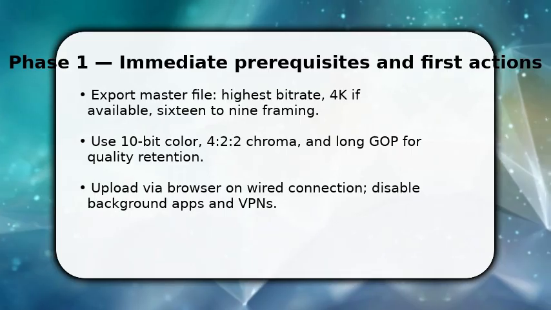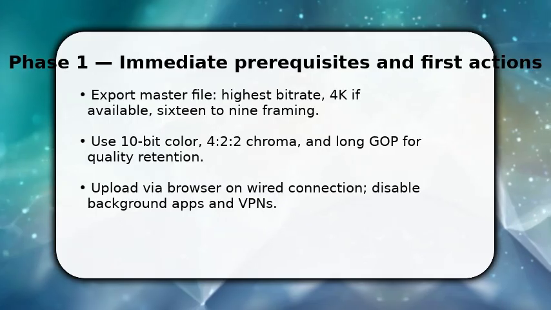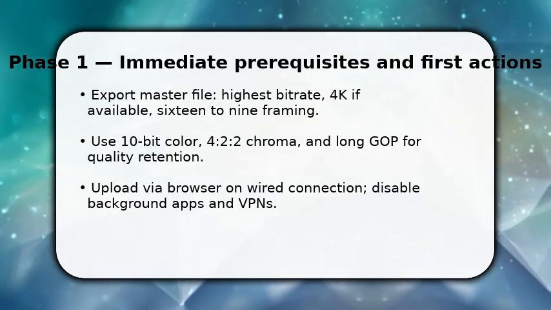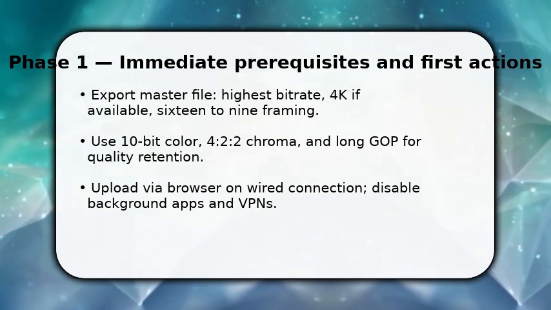You should upload the highest quality file your account supports, then pick the unlisted or private option to test. This first upload sets YouTube's baseline. Lower quality masters force heavier compression, so don't skip this step.